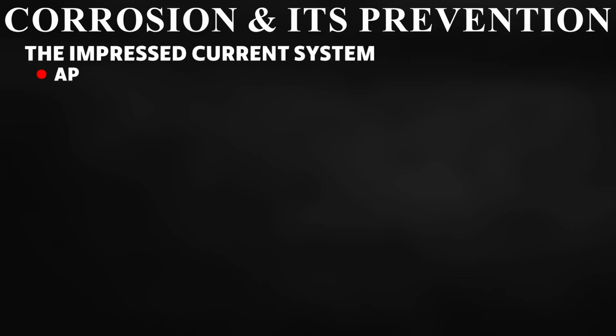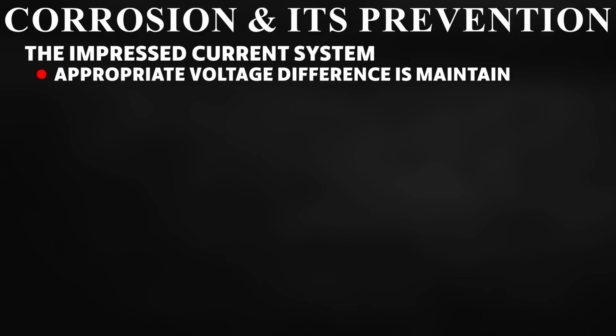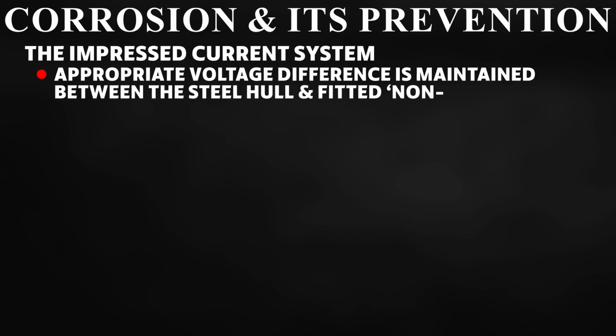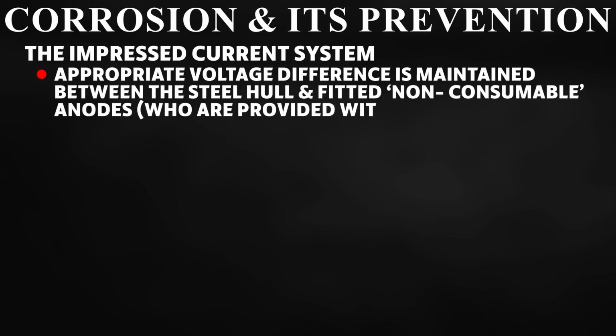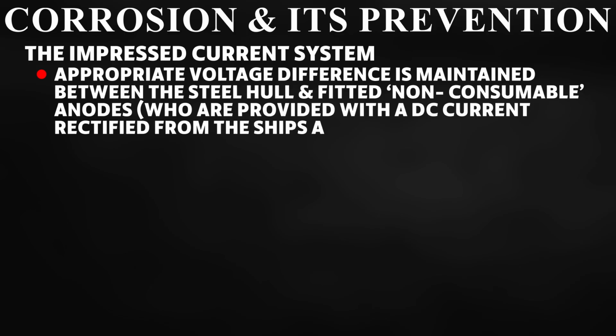Corrosion and its prevention. The impressed current system. An appropriate voltage difference is maintained between the steel hull and fitted non-consumable anodes, which are provided with a DC current rectified from the ship's AC supply.